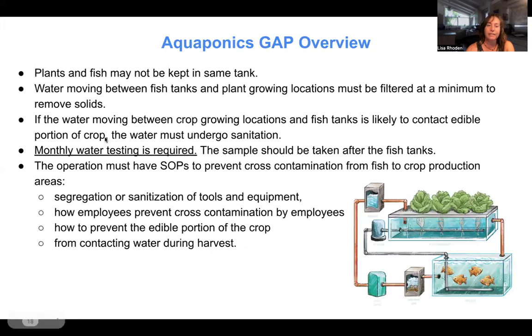Okay, I'm going to stop for just a second. Are there any questions on any of this? You guys can put it in the chat or unmute yourself. This is a lot of information about water that typically generates some confusion.